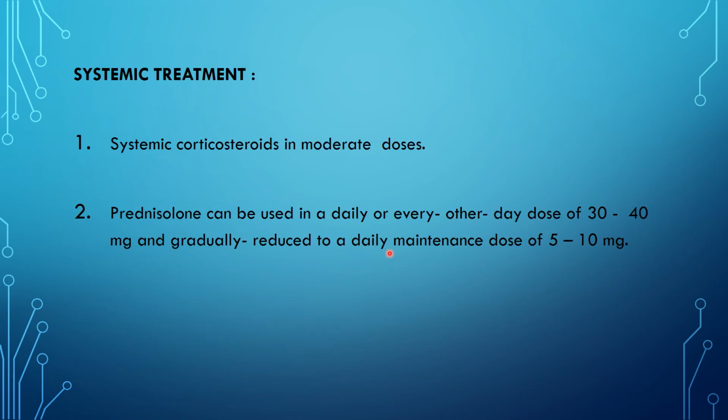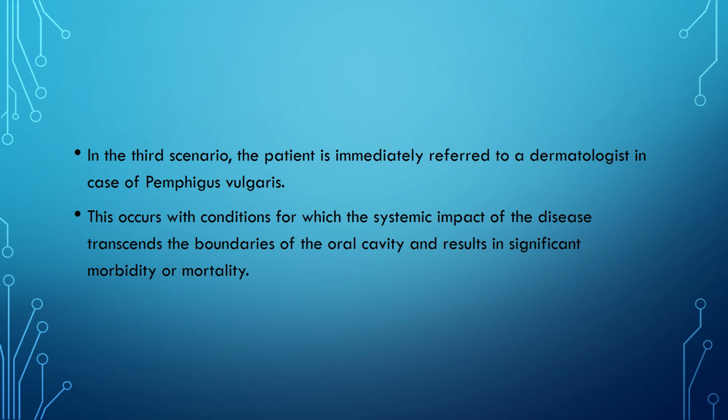So, if it is not subsiding with the local treatment, especially in moderate and severe cases, you need to go for systemic corticosteroids. Prednisolone can be used in a daily or every other day dose of 30 to 40 mg and gradually reduced to a daily maintenance dose of 5 to 10 mg. So, in the third scenario, if the patient is diagnosed with pemphigus vulgaris, we need to refer to a dermatologist.